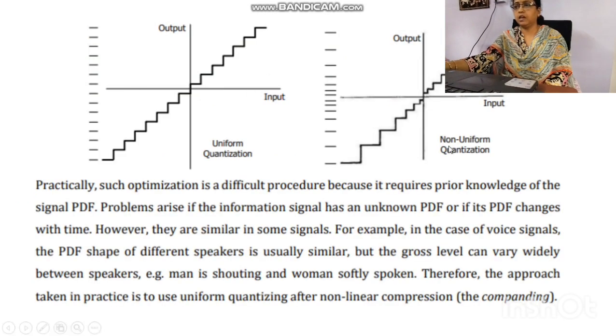So this is the quantizer, the staircase approximation diagram given here. In uniform quantization, we can see that the step size is uniform, or the same, throughout the signal interval, whereas in non-uniform quantization, based on the signal amplitude, the step size is also varied.